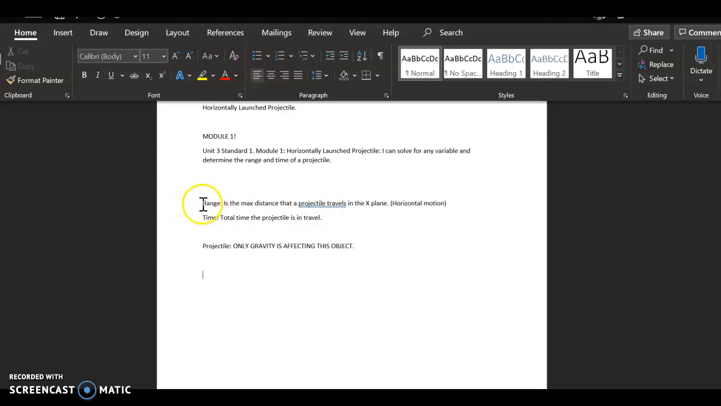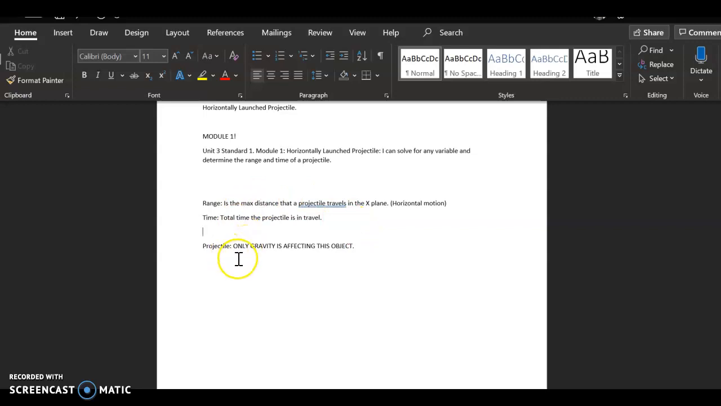So range, what is range? Range is the max distance that a projectile travels in the x-plane. And that's horizontal motion, right? We're talking about what's the total horizontal distance an object travels. Time, that's the next one, right? So time is the total time the projectile is in travel.